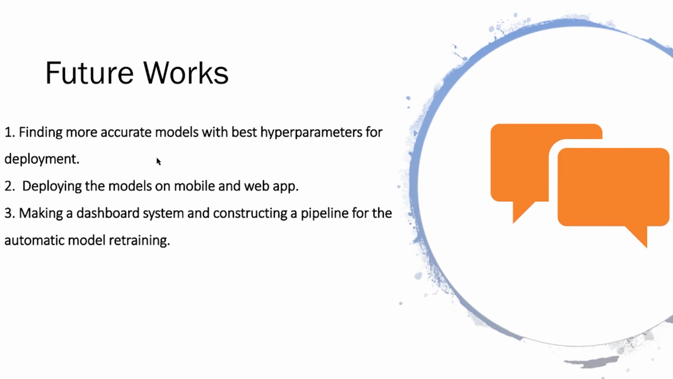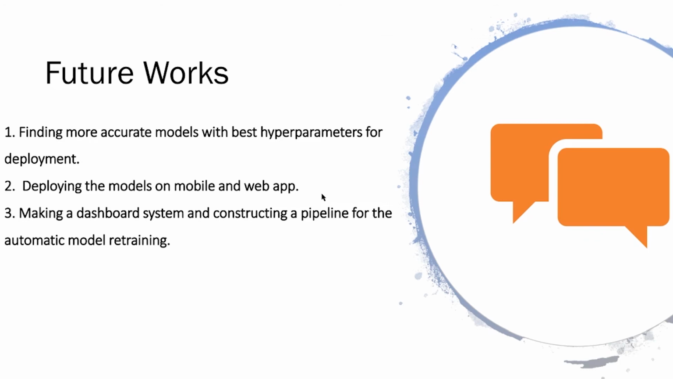Another direction is deploying the models on mobile and web apps. In our project we have shown a demo of a web application using Streamlit. We use Streamlit to predict the images into different classes, and we have shown it with different models. In the future we can also combine the models on mobile devices for real-time object detection, and image segmentation for multiple objects in an image can also be done with this image dataset.